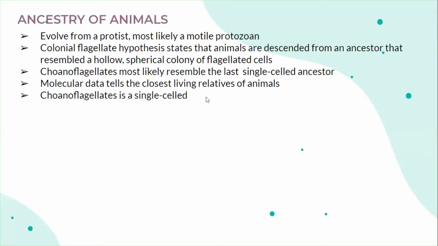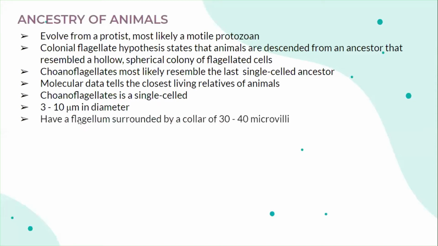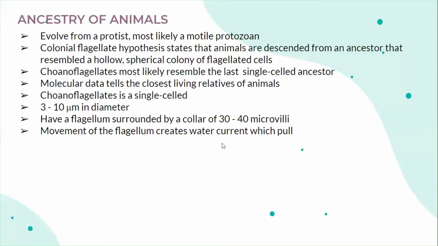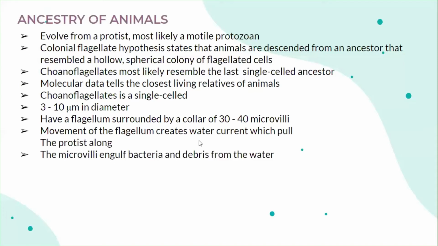Okay, the stated choanoflagellate is a single cell. It has a diameter around 3 to 10 micrometer and has a flagellum surrounded by a collar of 30 to 40 microvilli. Okay, the movement of the flagellum creates water current which pulls the protist along. Then the microvilli around the flagellum will engulf bacteria and debris from the water.